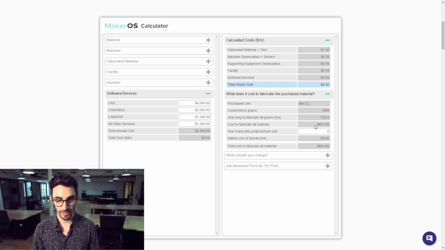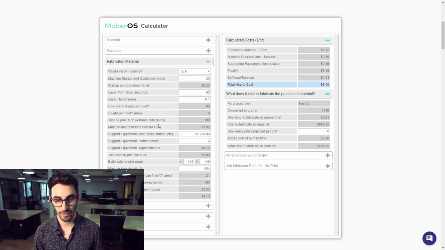Again, this is calculated by how many hours it's going to take to fabricate that 1 liter of material, which in here we're saying about 73.61 hours, right? Because we did that whole calculation in the fabricated material tab. So if we're basically saying that our grams per hour is 14.13, and we divide 1,040 by that, and how many hours it takes to fabricate all of this, it'll be 73.61 hours. Multiply that number by the $9.40 gets you the $691.85. But we're not done yet.